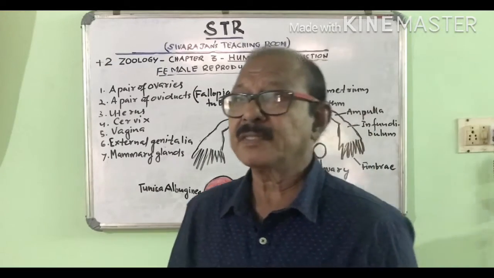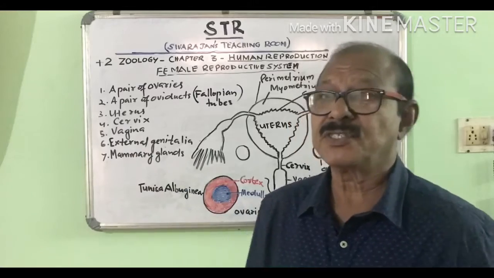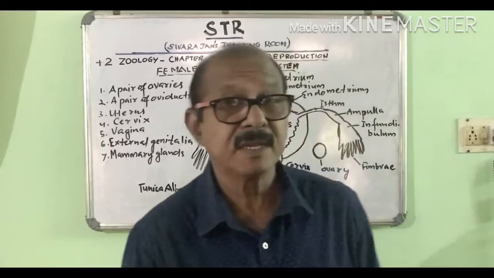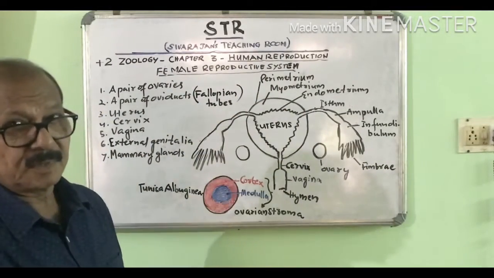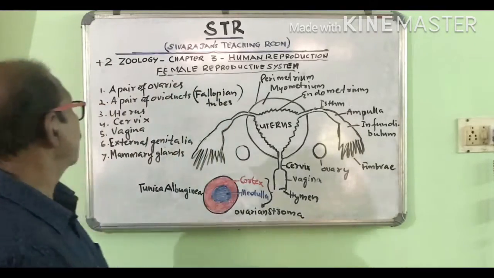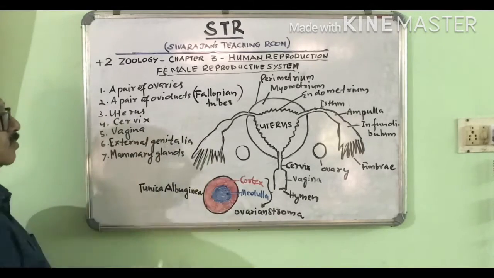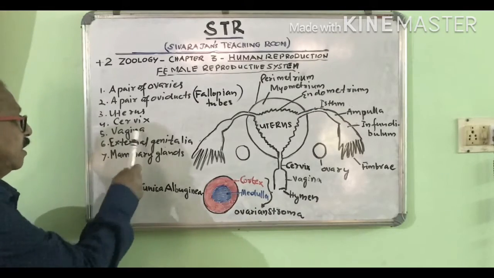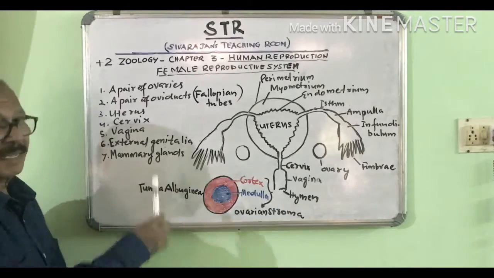We have been dealing with the male reproductive system. Today in this episode, we'll be discussing the female reproductive system. Look here, the female reproductive system consists of a pair of ovaries, a pair of oviducts, uterus, cervix, vagina, external genitalia, and mammary glands.